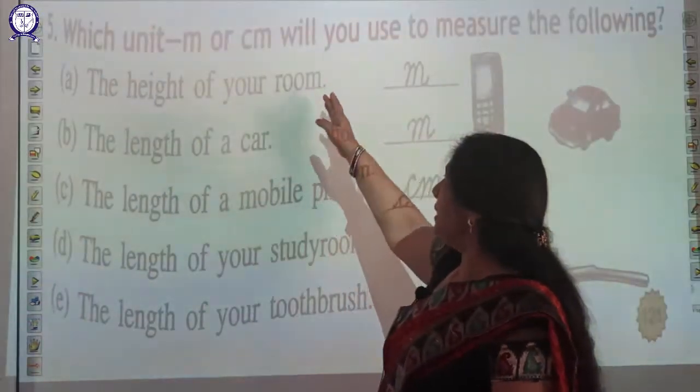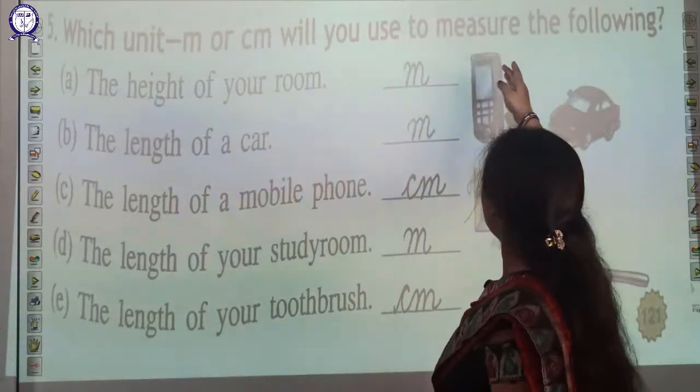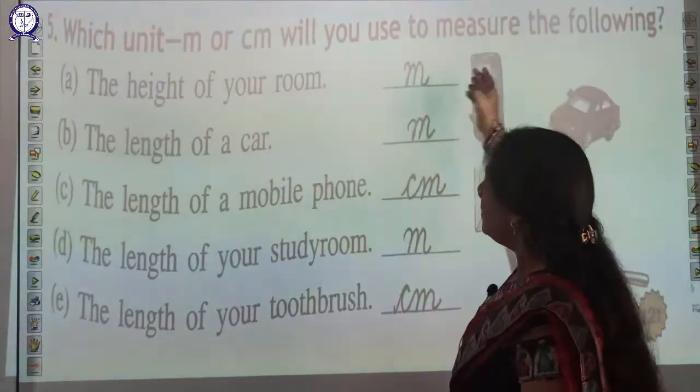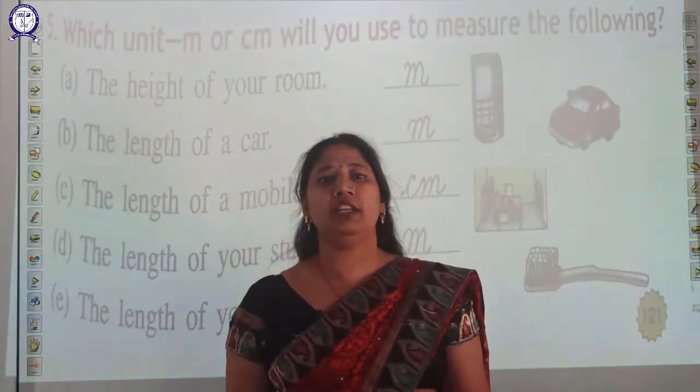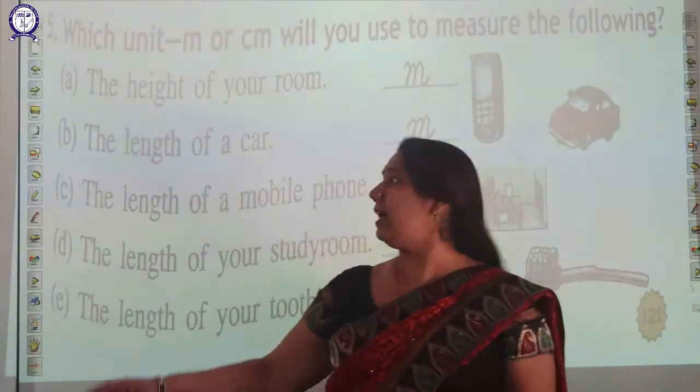Which unit, meter or centimeter, will you use to measure the following? So, height of your room. Room is very high, so it is measured in meter.